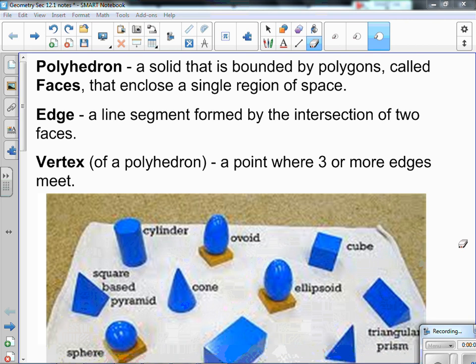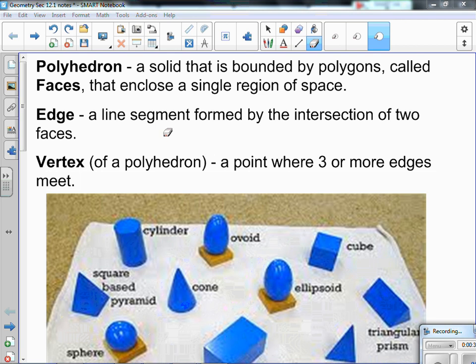All right, so here we have section 12.1, the start of three-dimensional figures. Today we're focusing on polyhedrons. And a polyhedron is a solid that's bounded by polygons called faces that enclose a single region of space. So it's a three-dimensional solid figure, and all of the sides that you can see are actual polygons. So squares, rectangles, triangles, things such as that make up the faces.